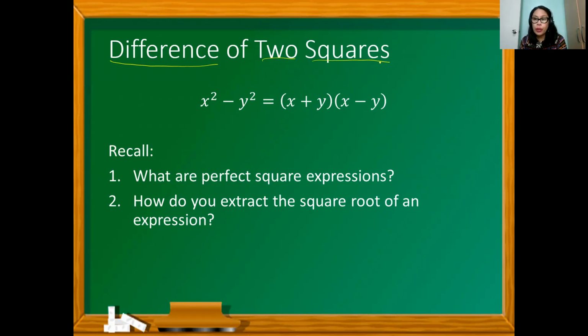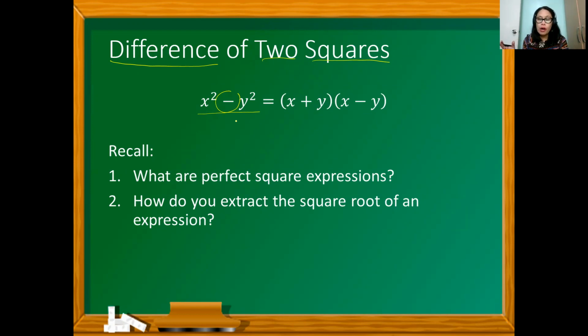And then two, we are referring to two terms. Squares are perfect square expressions. So the left side describes the polynomial that we are trying to factor. This is the difference here of the two terms, which are both perfect square expressions.